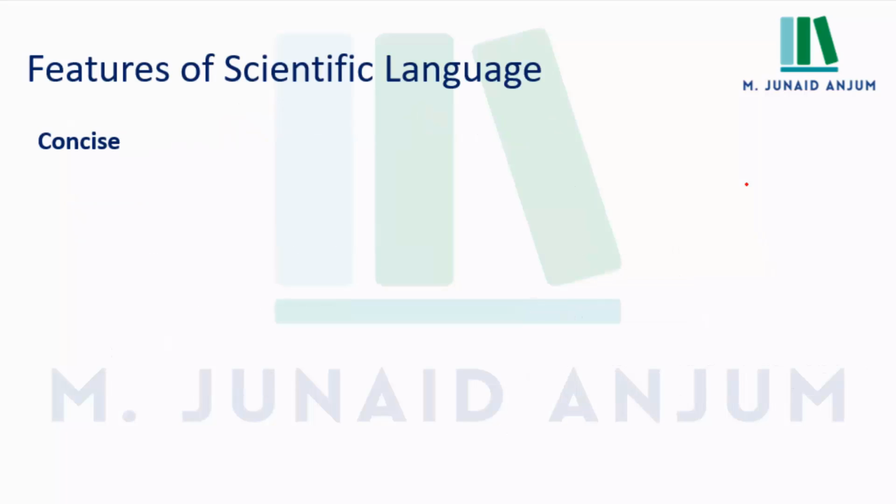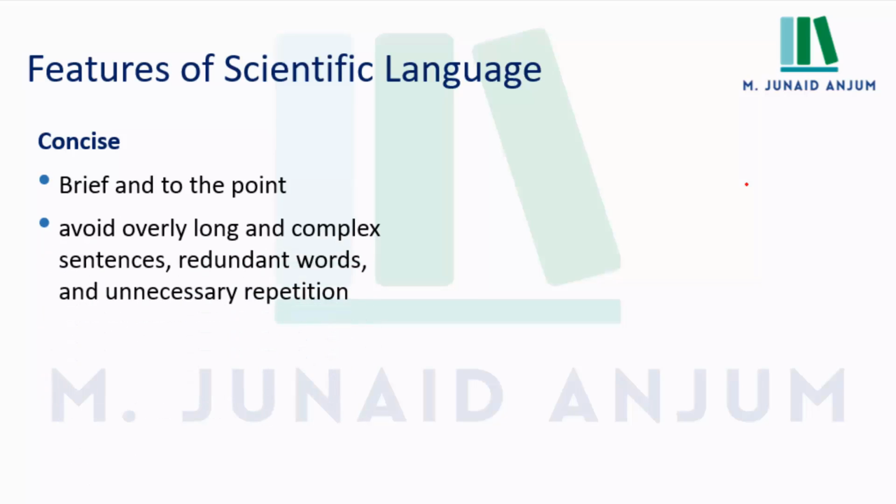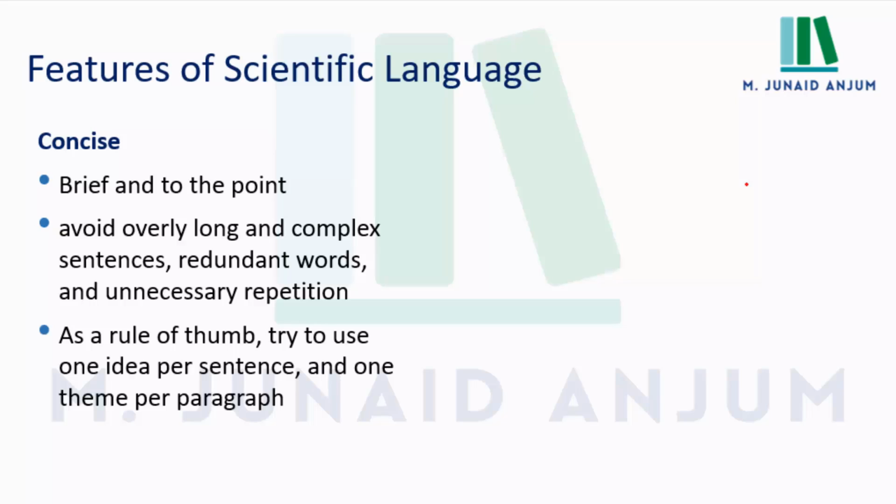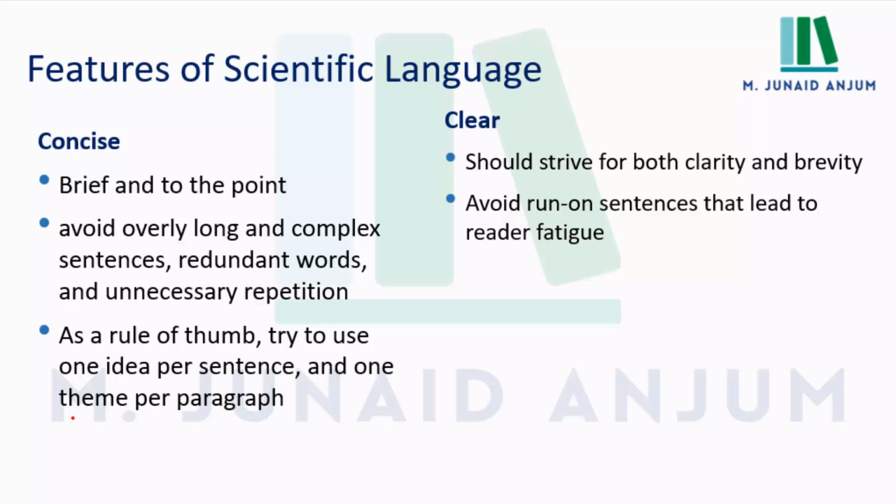The next thing is concise. You should describe things briefly and to the point. Avoid overly long and complex sentences, ambiguous words, and unnecessary repetition of the same information. As a rule of thumb, try to use one idea per sentence and one theme per paragraph. This is very important. The next feature is clear. The language should strive for both clarity and brevity. So avoid run-on sentences that lead to reader fatigue.